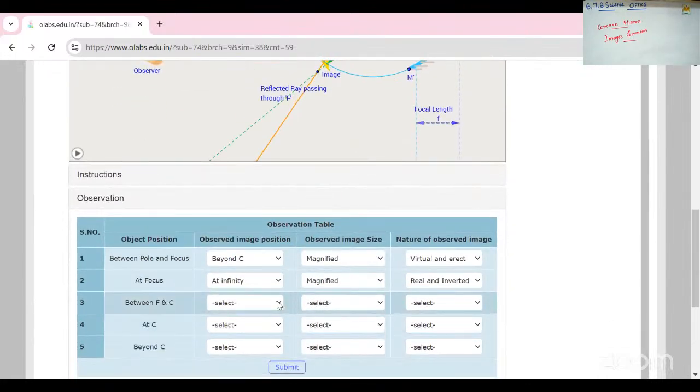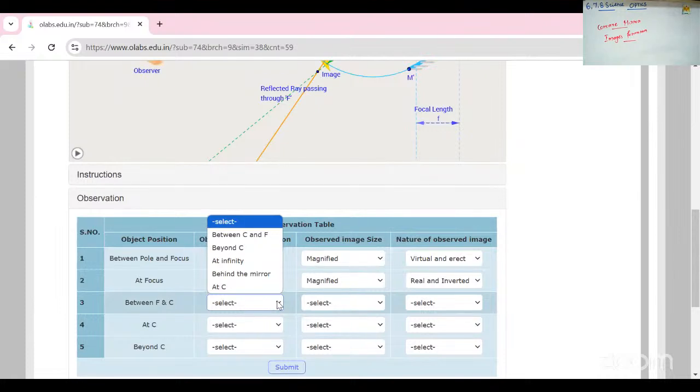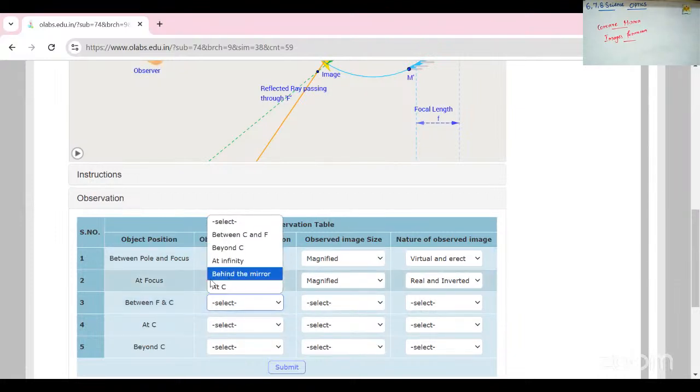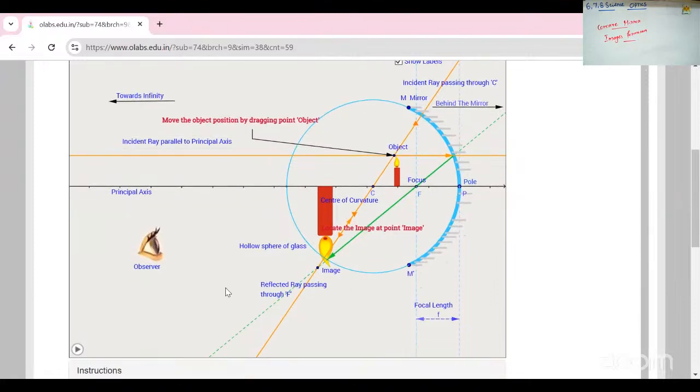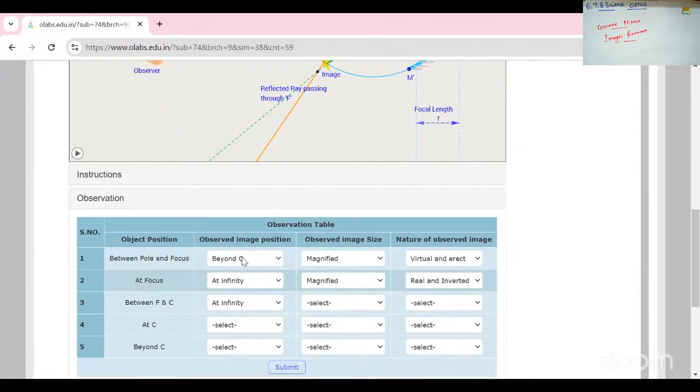So we are going to select the right answer. Where is the image? The options are between C and F, beyond C, at infinity, and behind the mirror. Where does it occur? Yes, beyond C. This position is called beyond C, so you choose the beyond C point.